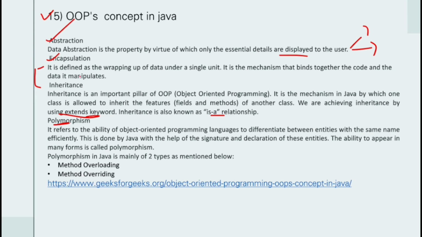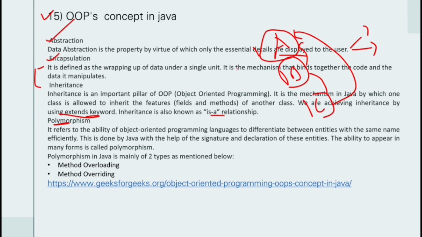Let me explain again. Class A is extended by B, and we also have class C. C is extending B, and B is extending A. So now C is indirectly extending A as well. This is something like multi-level.